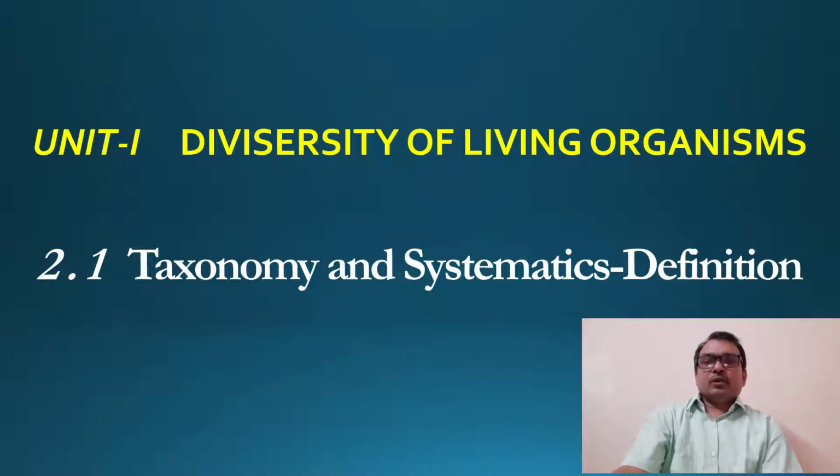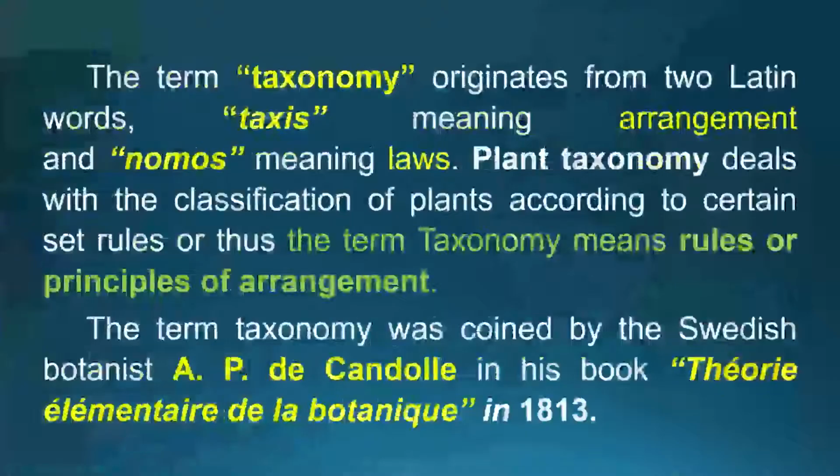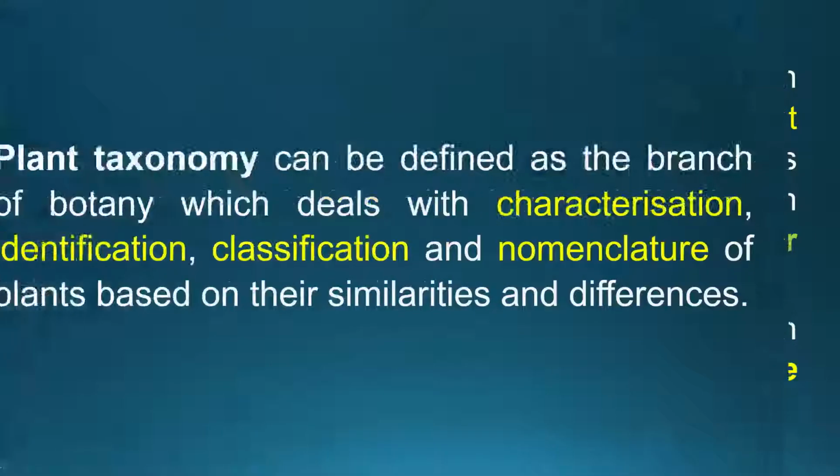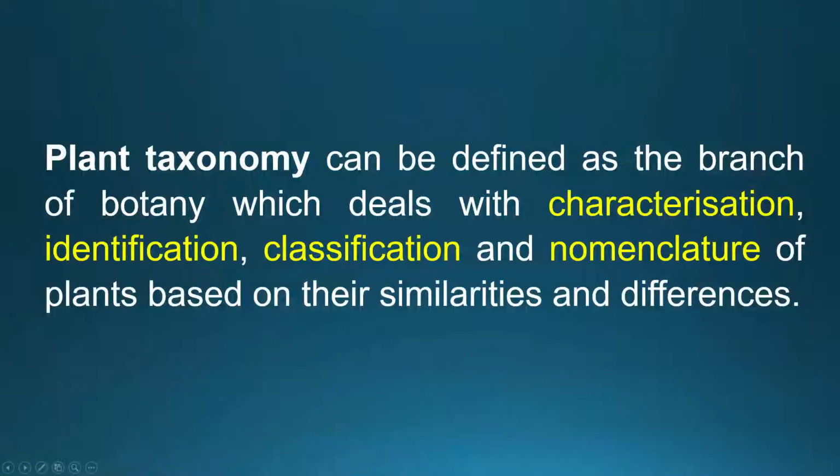Today we discuss taxonomy and systematics and its definition. Now, the term taxonomy was coined by the Swedish botanist A.P. de Candolle in his book Theorie Elementaire de la Botanique in 1813. It is very important. And next, go through the definition.